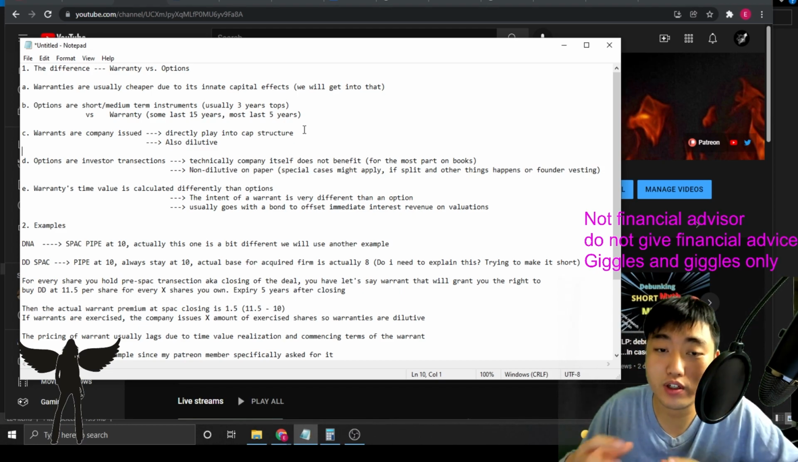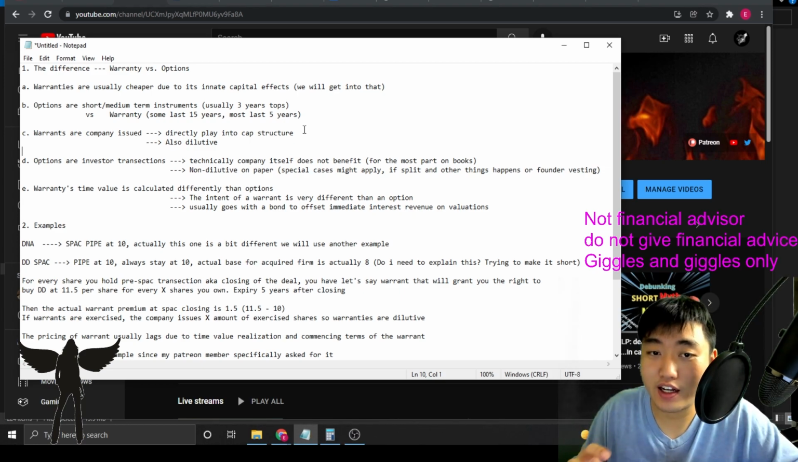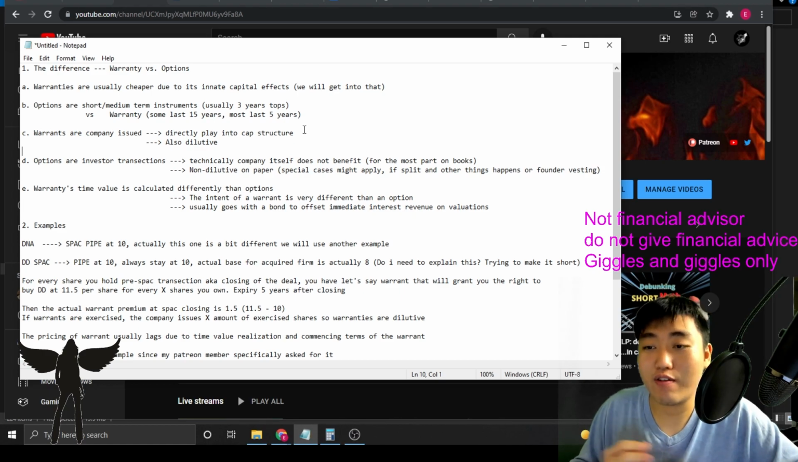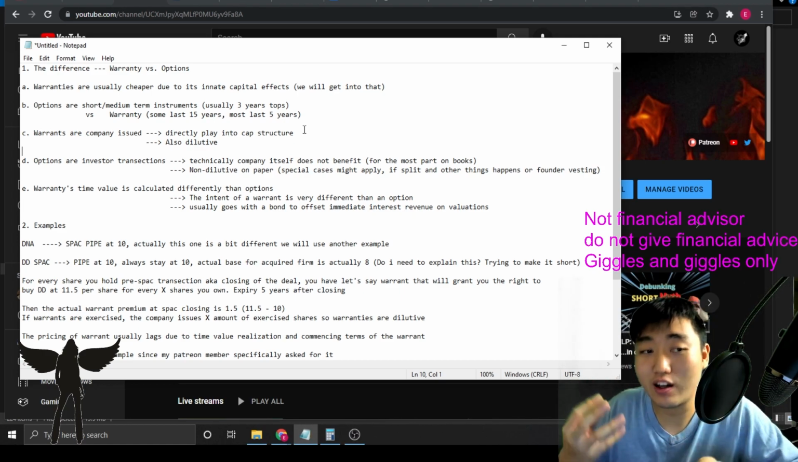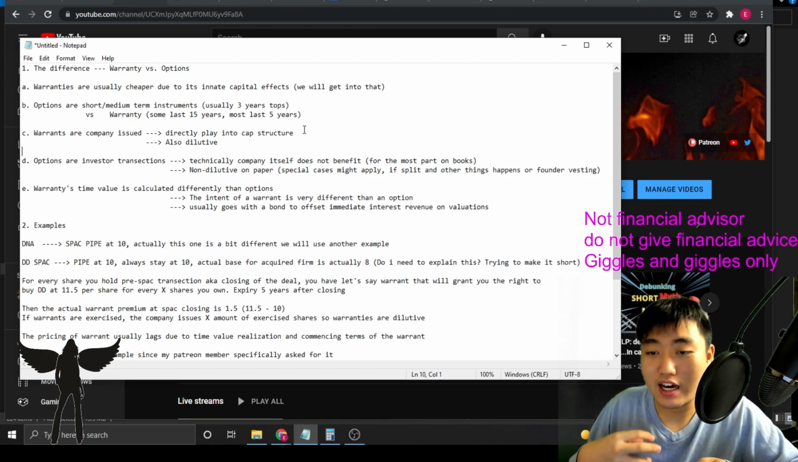Okay, we're gonna go on that point a little bit, why there's an innate capital effect. Basically, on every warranty that you exercise, the company has to issue more stock, therefore it's kind of dilutive in its own way. And then there's the fact that warranties are a long-term sort of instrument, which we will cover.